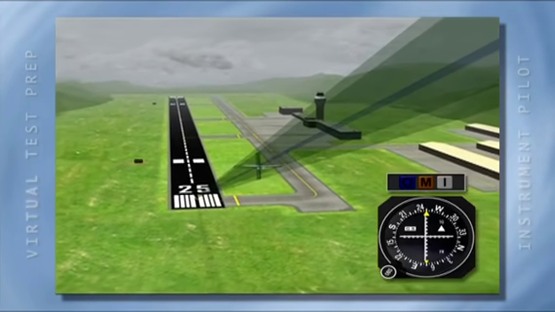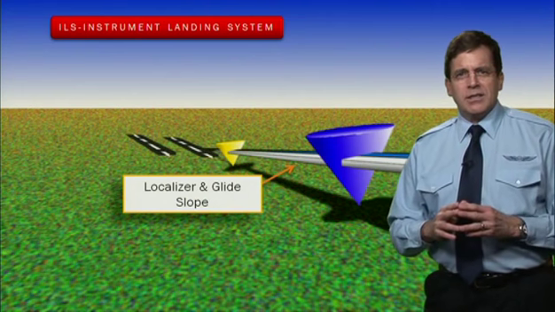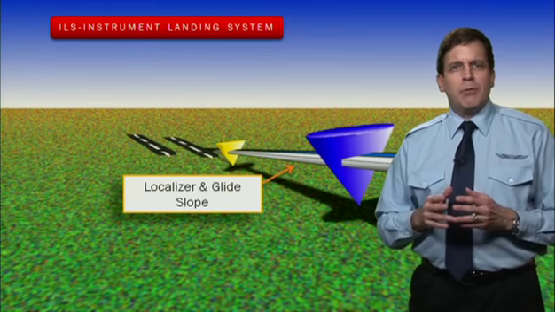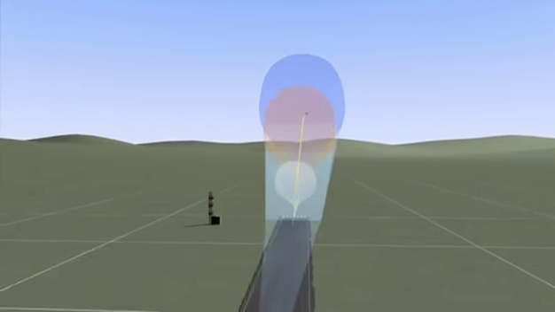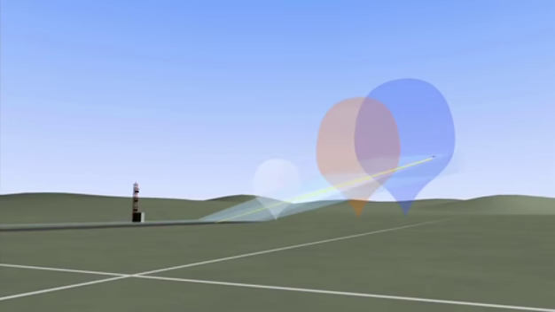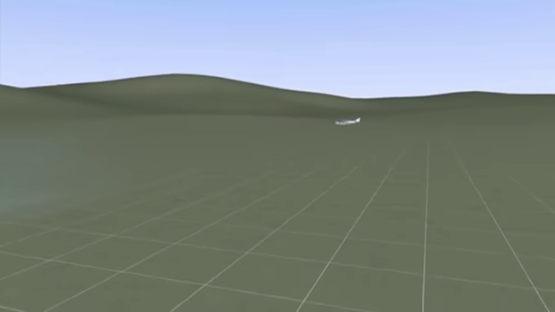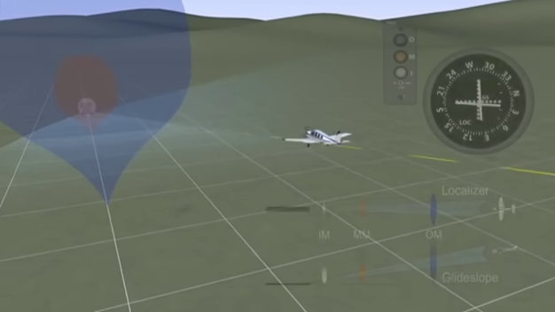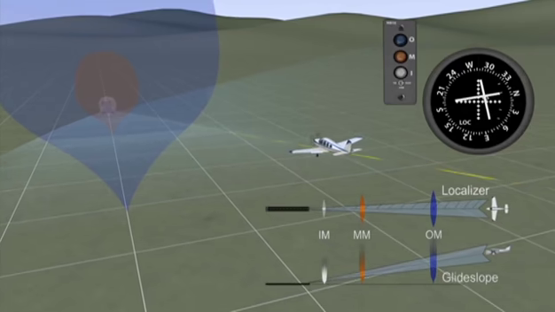Now, here is the localizer and the glide slope. Fixed distance markers are part of the ILS too, and they're called marker beacons. Marker beacons provide range or distance information to the runway threshold. Your ILS approach plate states exactly how far each marker is from the runway, so when you cross a marker, you know exactly where you are on the ILS path.